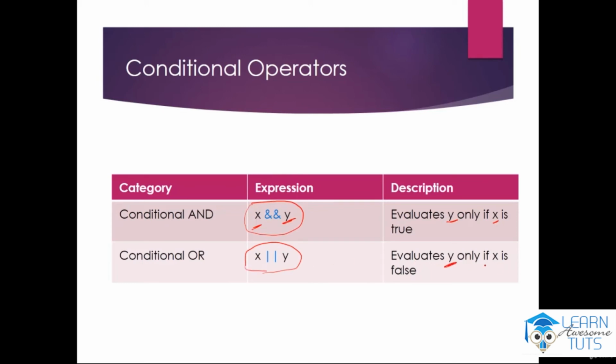While conditional OR evaluates y only if x is false, which means if only one of the two variables is true, the result will be true. For example, here true, false will result in true, while here true, false will result in false. Actually, this is true.